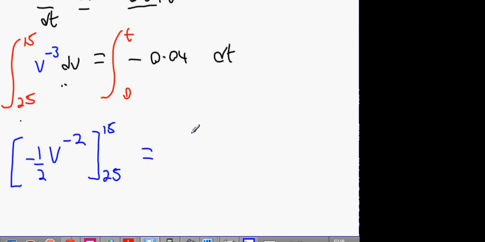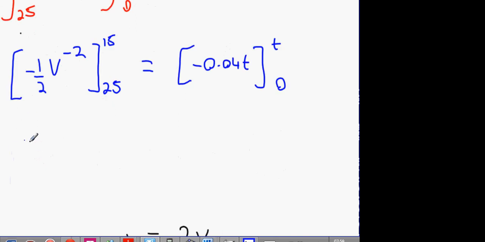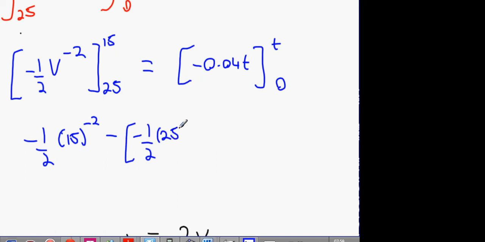And then on the other side we're going to have minus 0.04 t, and that's going to go from t to 0. Okay, we're going to integrate. So it's going to be minus a half 15 to the power minus 2 minus minus a half 25 to the power minus 2, and that will all equal minus 0.04 t.